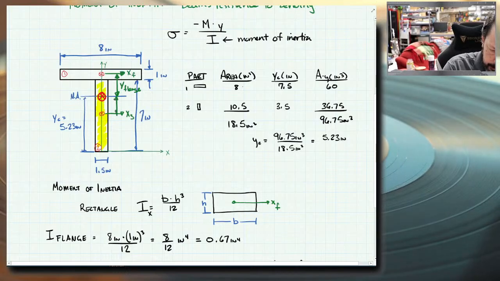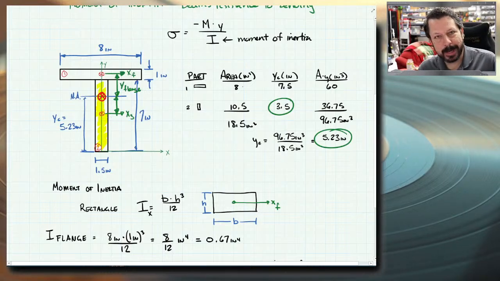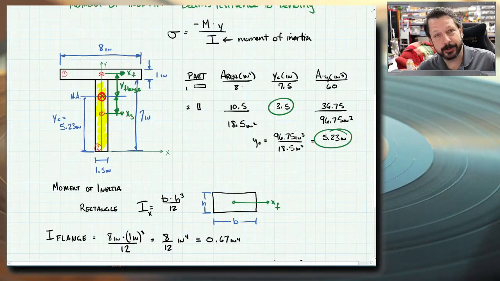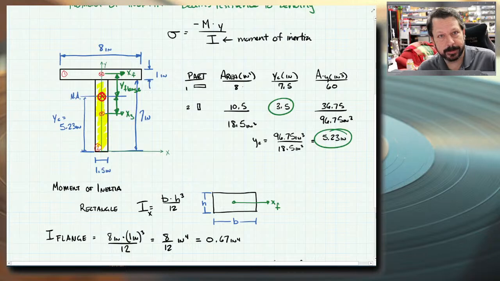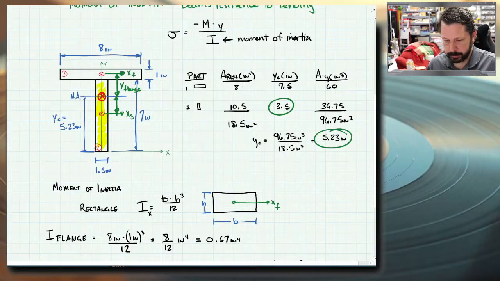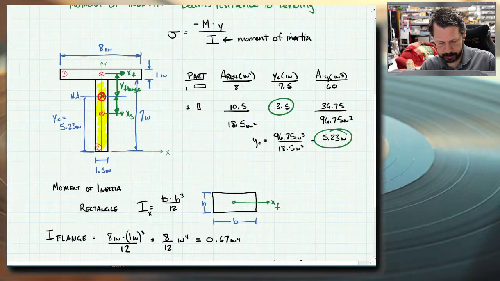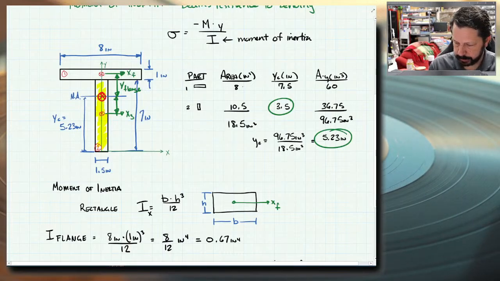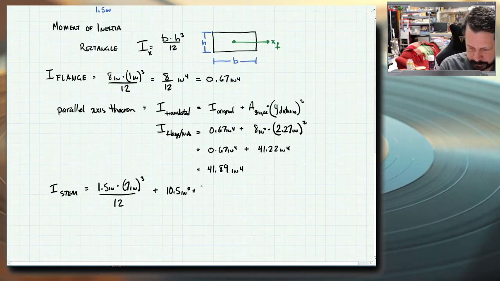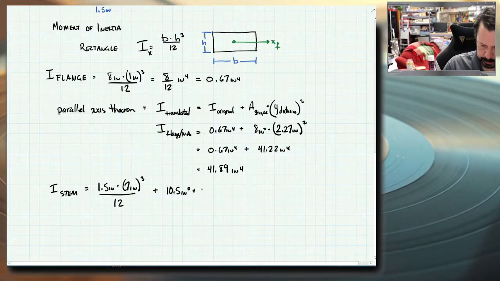these two numbers. So we can take this and subtract them. Now it doesn't matter that it becomes negative because I square this distance anyway, so it's always going to be positive. So technically this would be a negative number, but then I square it. So 3.5 minus 5.23 is 1.73. Negative 1.73 inches, but then it gets squared.